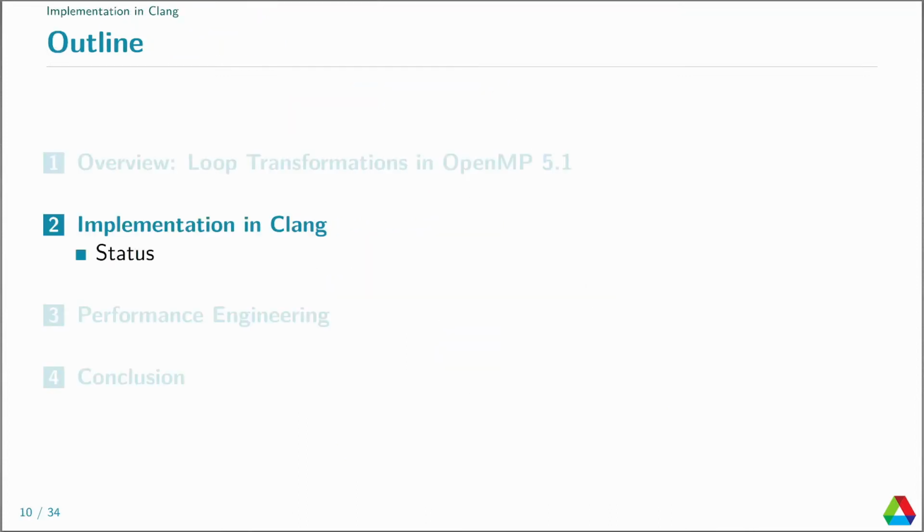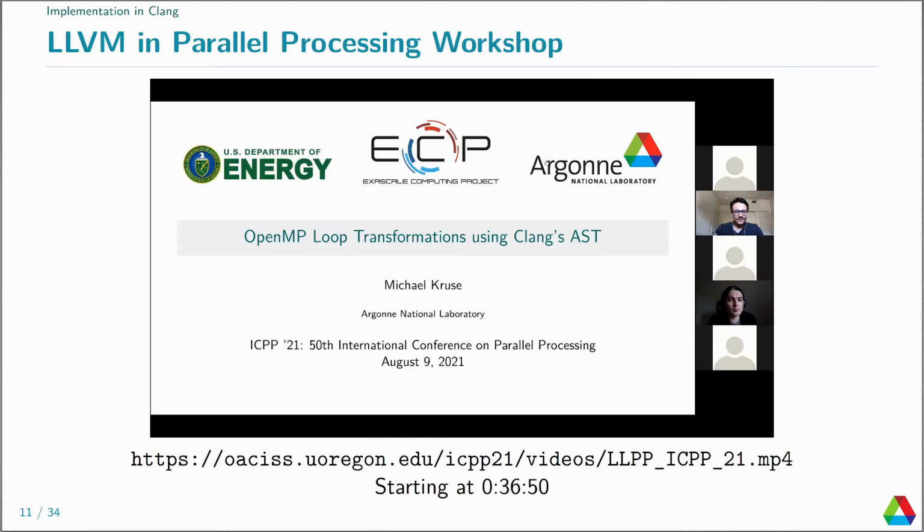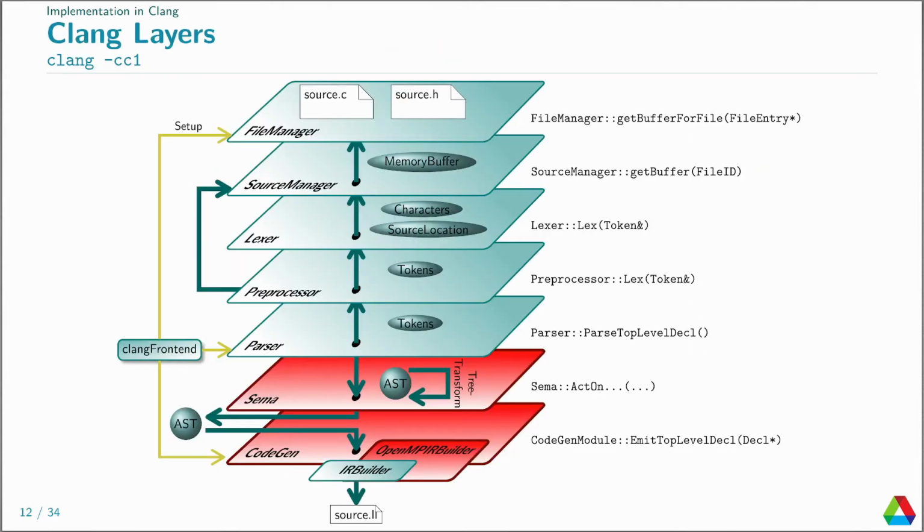Next, let's talk a bit about my implementation of these loop transformations in the Clang compiler. I already gave a talk about it at the LLVM in Parallel Processing workshop, which was part of the International Conference on Parallel Processing this August. The recording of it is available at the link below. My talk starts at about minute 37. Here, just a little teaser about what I did.